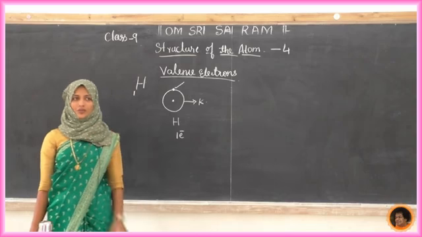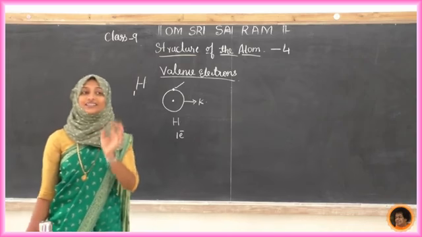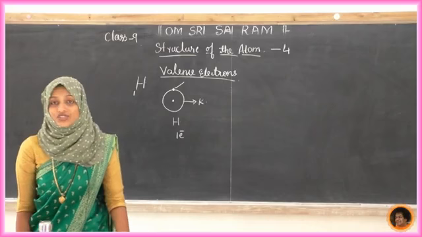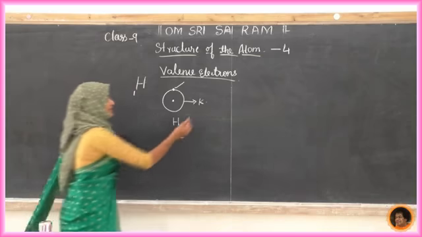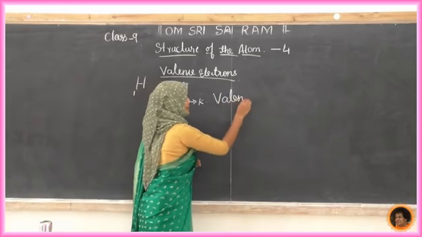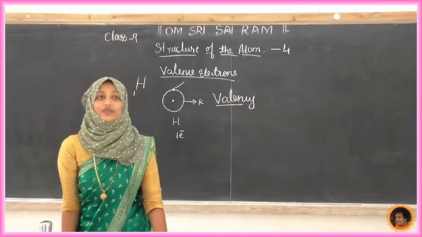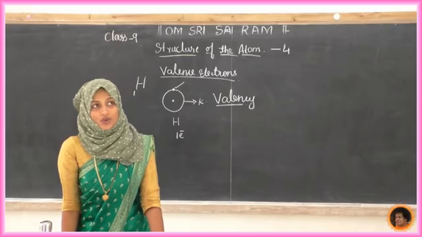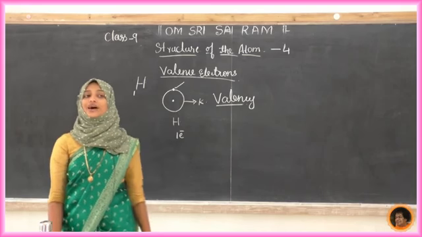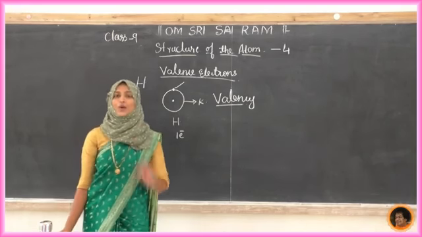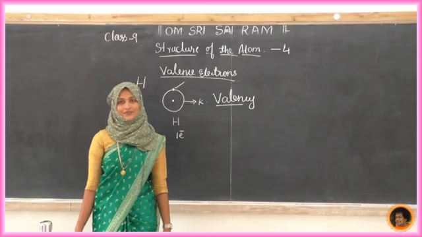Okay, now one more thing, students. An atom of each element has a definite combining capacity, and that is called valency. Write it down and keep it, it is very important. Valence electron and valency. Valency means what? An atom of each element has a definite combining capacity, which is called valency.